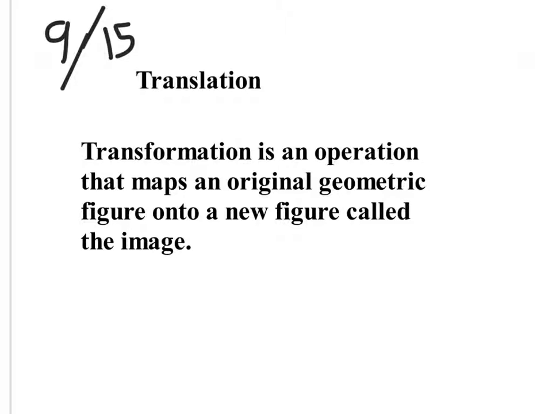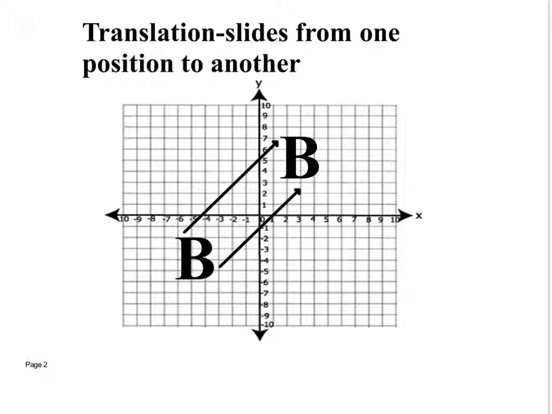The first thing you need to know is that a transformation is just an operation that maps an original geometric figure onto a new figure, and we call that the image. So the original gets moved, and the moved figure is called the image. That's a transformation, when it's being moved. Translation is a type of transformation. All right, you need to write this down.